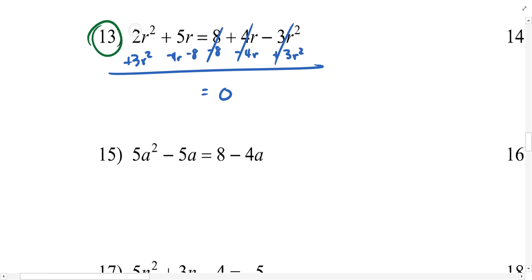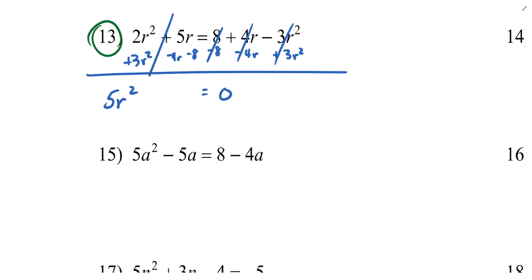And on the left-hand side, well, we'll combine like terms. So 2r squared can be combined with 3r squared. That makes 5r squared. The 5r and the negative 4r can be combined to make 1r. You can write it as 1r or just r by itself. And then lastly, since we subtracted 8 and there were no like terms to combine it with, it's going to stay as a negative 8 as it is.